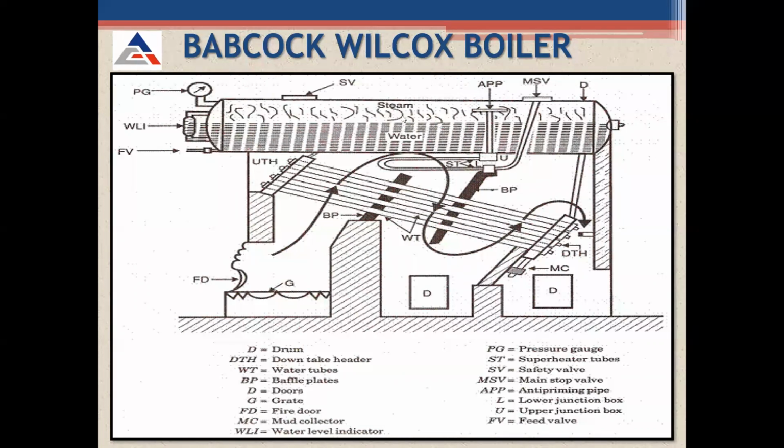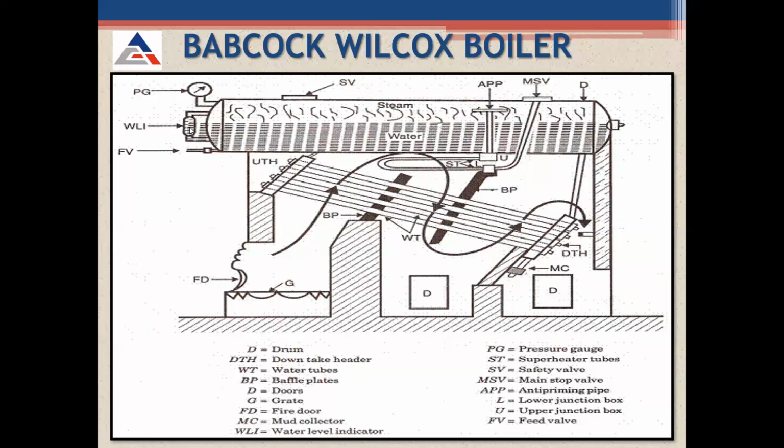Okay, and this steam is also passed through these superheated tubes. There are superheated tubes also that are connected through the lower and upper junction boxes. Through these superheated tubes, the steam is converted into superheated steam, and then it is taken out through this main stop valve to the turbine. So this is the main functioning.